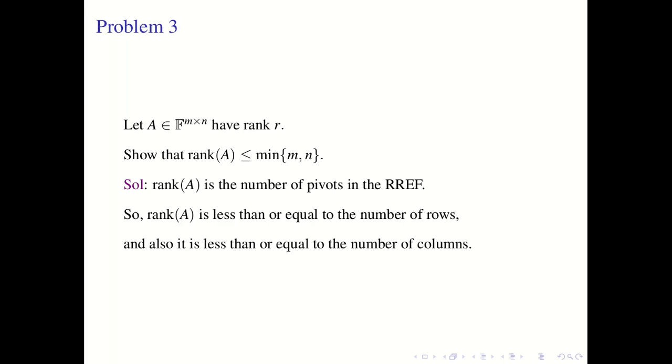So this says that rank of A is at most the number of rows, and at the same time rank of A is at most the number of columns. Therefore rank of A is less than or equal to m, as well as less than or equal to n, which means rank of A is less than or equal to the minimum of m and n. So this concludes tutorial 4.